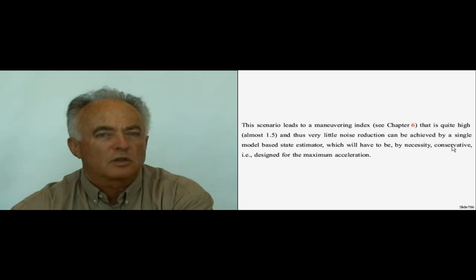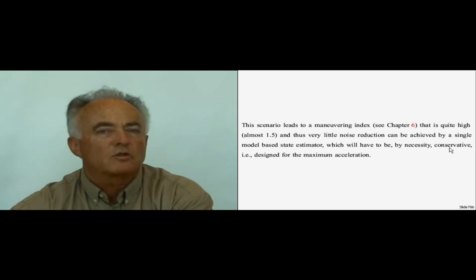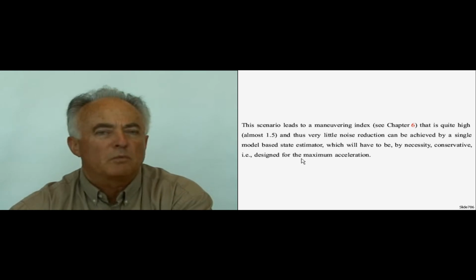So that acceleration of 0.6 g, if we use that as a basis for the process noise standard deviation, you put it in the equation, multiply it with T squared, that's T^2/2, you end up with a fairly large maneuvering index. So it's not a good idea to design a single model-based filter for the worst case, that's conservative, or the maximum acceleration.